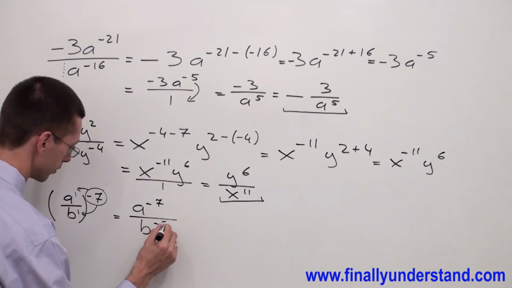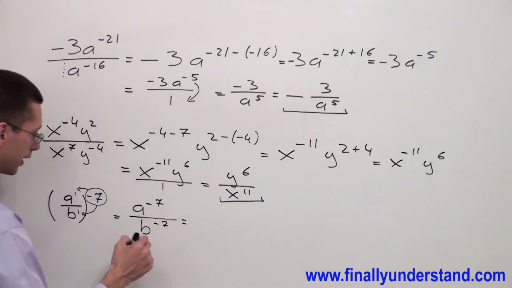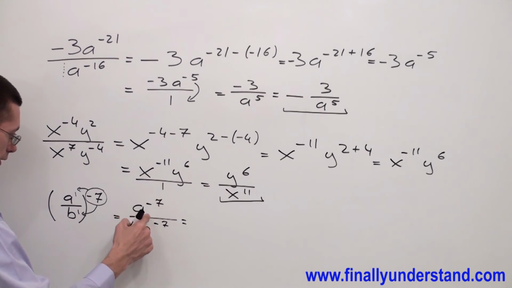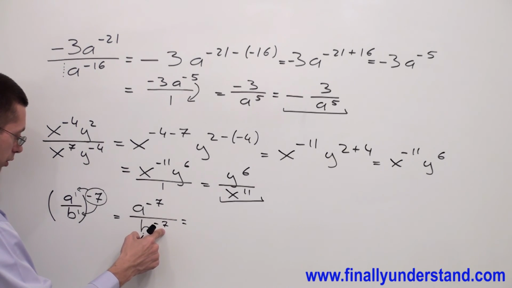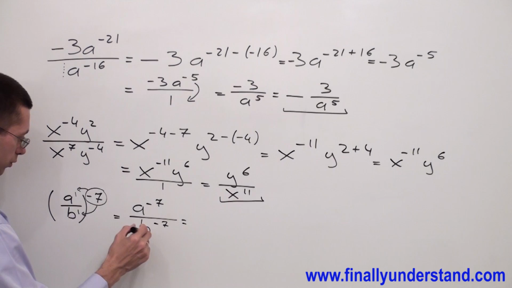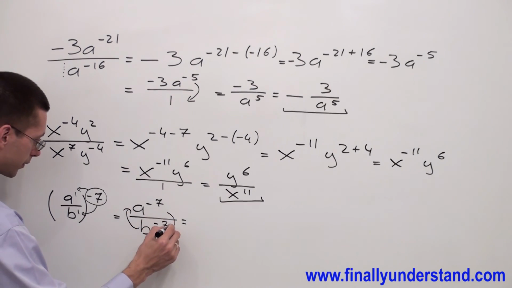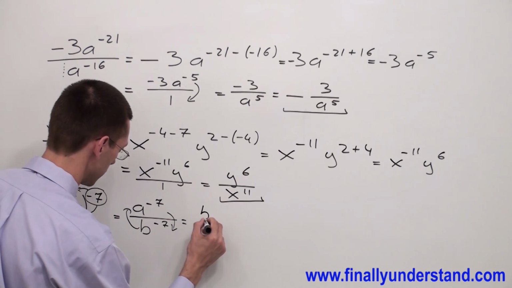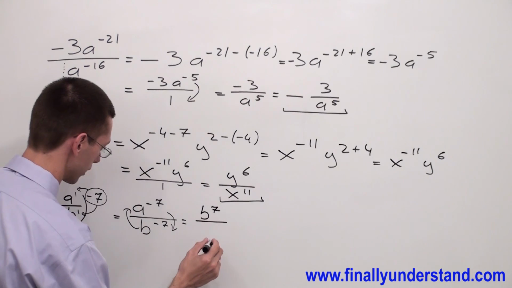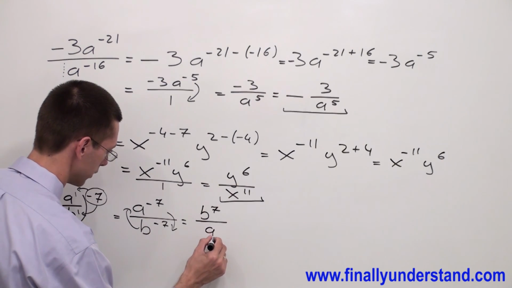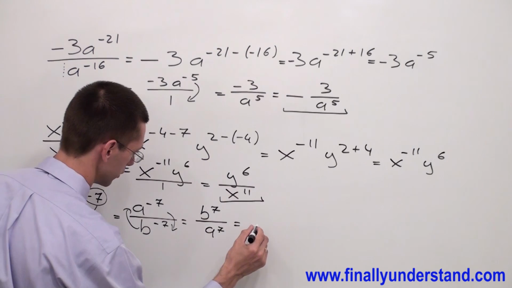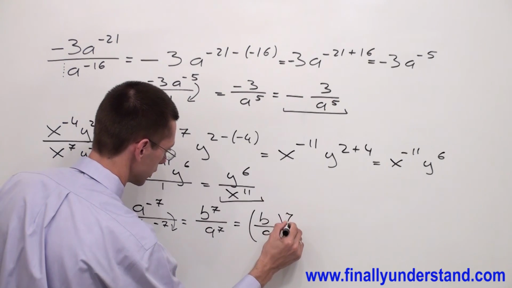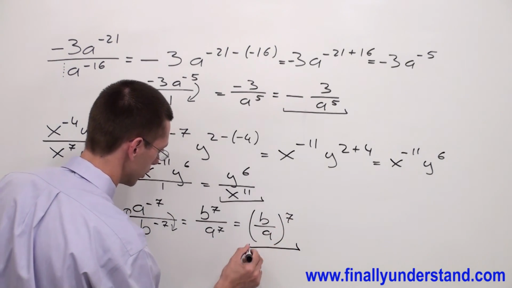Anytime we want to convert a negative exponent to positive in the numerator and a negative exponent to positive in the denominator, we just have to switch the numerator to the denominator and the denominator to the numerator. So I'm going to have b to the 7 over a to the 7. This is also equivalent to b over a to the 7th power. This is the solution to my problem.